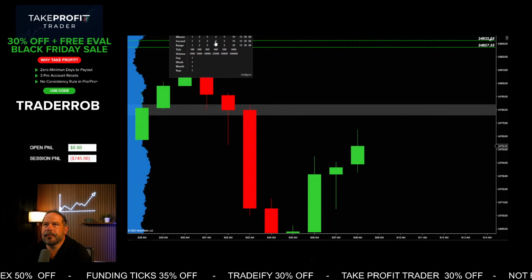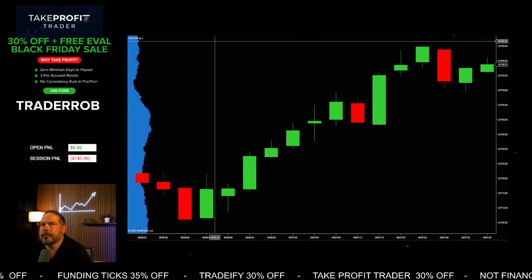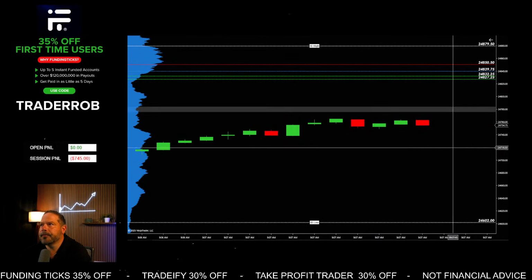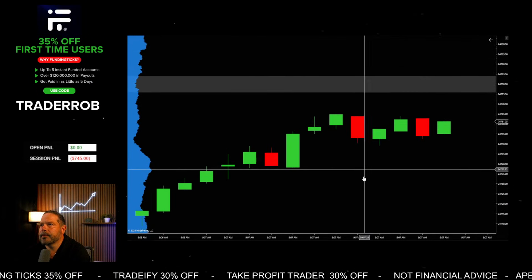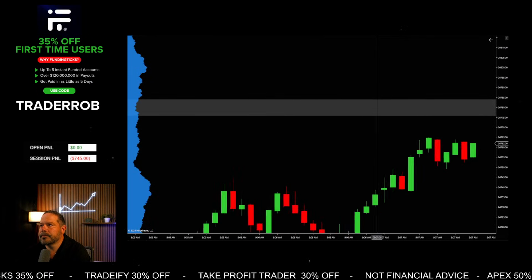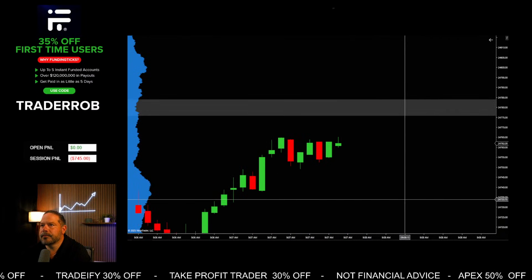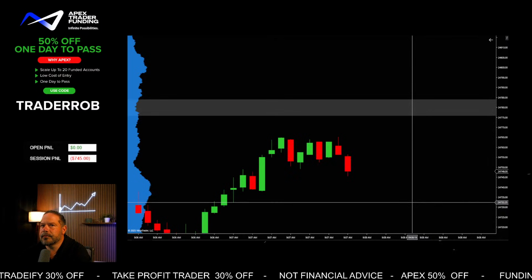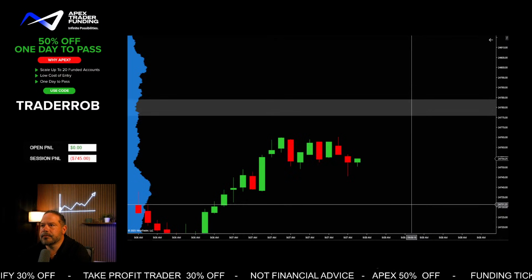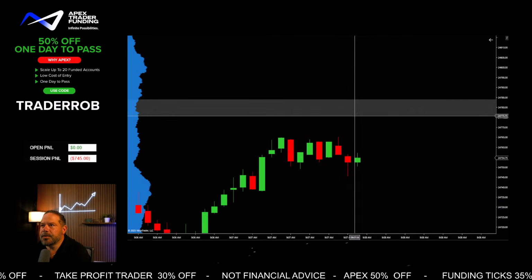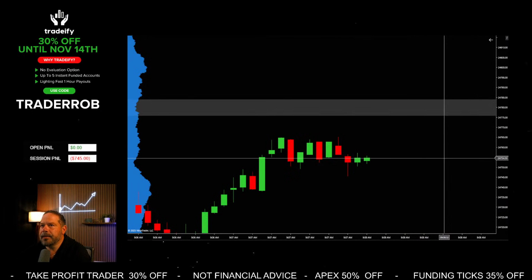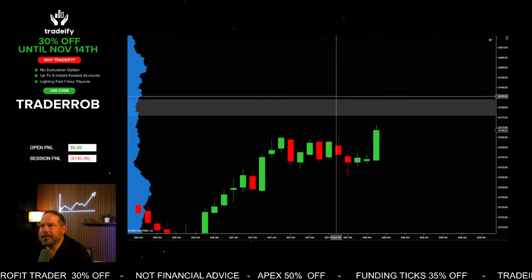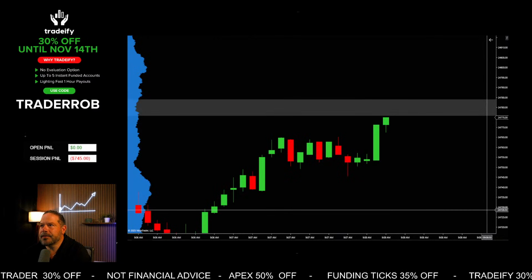This might take a few seconds here. There we go. So my entry point would have been somewhere right down here at the lower end of this box. But again, I didn't have a good feeling about this sweep right here. Let's just see. I'm curious to see what happens here.